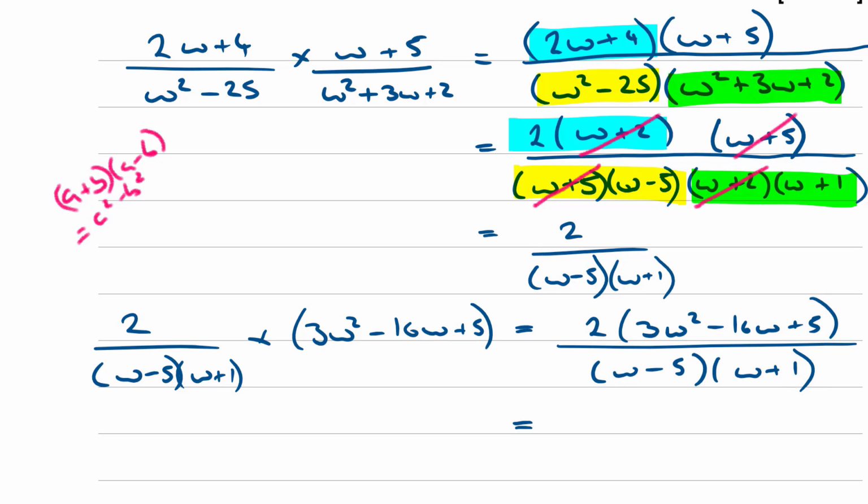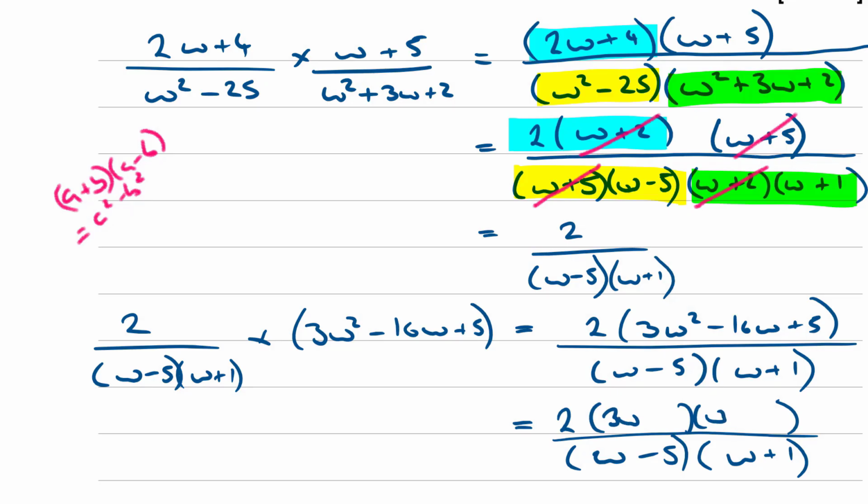Now, it would be very handy if that top quadratic, 3w squared minus 16w plus 5, would factorize, and I can then cancel it out with another one of my factors on the bottom. So does that break up into two brackets? Well, if it does, it's going to have a 3w here and a w there, and the numbers are going to have to multiply to 5 and add to minus 16.